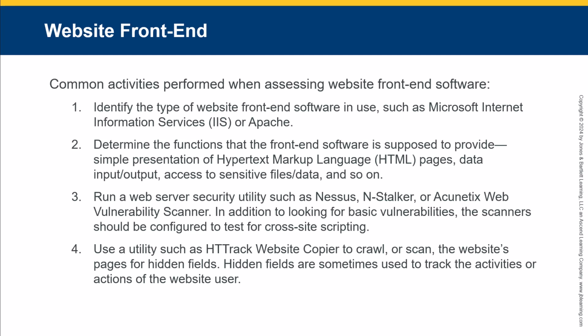In addition to looking for basic vulnerabilities, the scanners should also be looking for basic OWASP threats like cross-site scripting attacks. You can also use tools like HTTrack Website Copier to crawl or scan the website pages for hidden fields, hidden data, things like that, or just a general website crawler to see what's available.